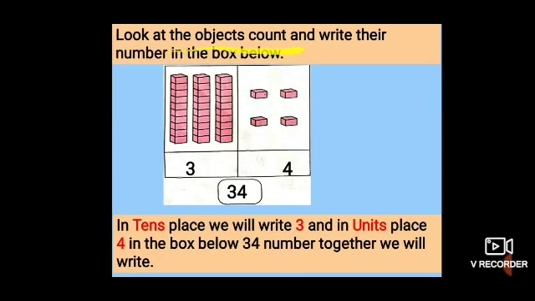Look at the objects and count and write their number in the box below. Now we are going to write only the number. So how many blocks of tens are there? 1, 2, 3. In tens place we will write 3. And how many blocks in units? 1, 2, 3, 4. So 4 we will write in units place. In tens place we will write 3 and in units place 4. In the box below, we will write the number 34 together.